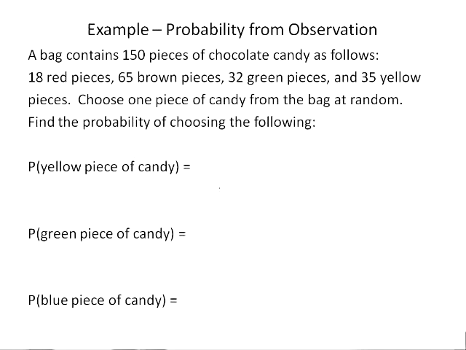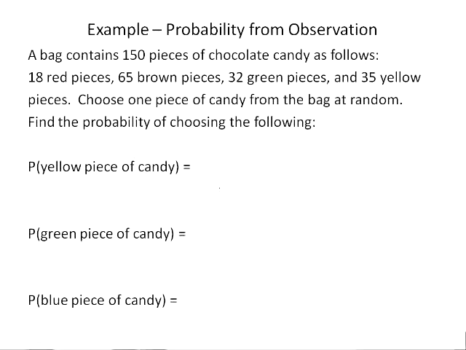The first example, a bag contains 150 pieces of chocolate candy as follows. It contains red pieces, brown pieces, green pieces, and yellow pieces. Choose one piece of candy from the bag at random. Find the probability of choosing the following.